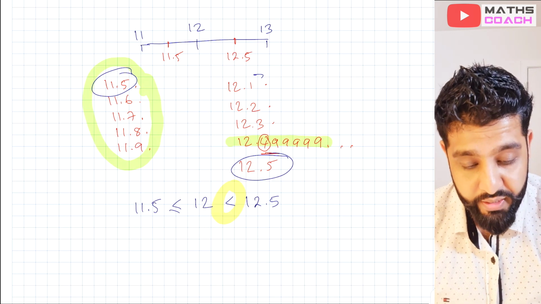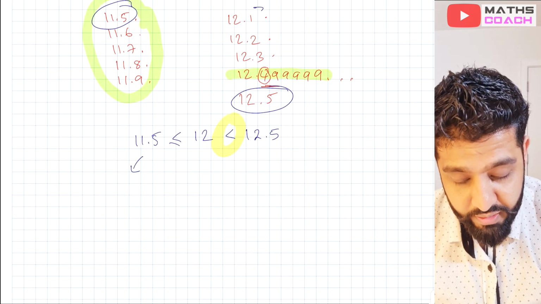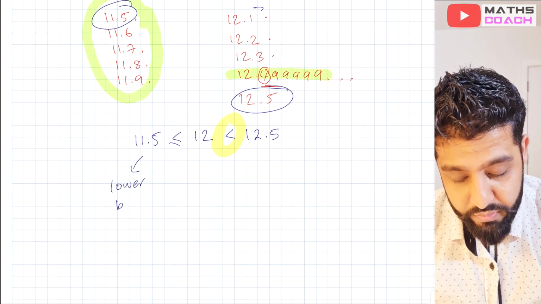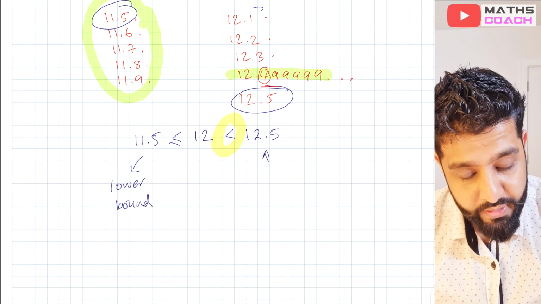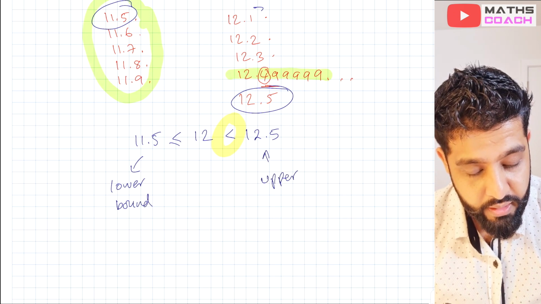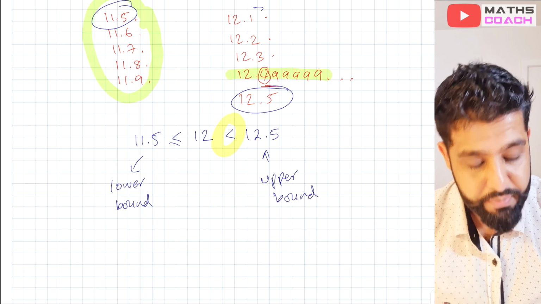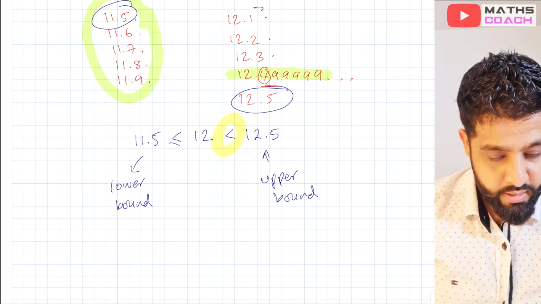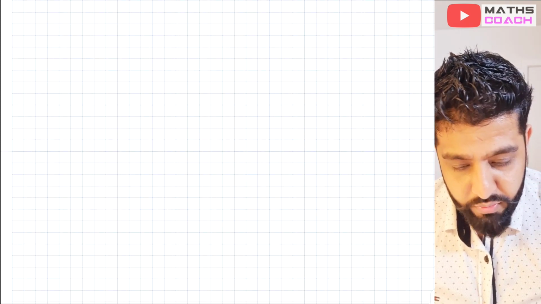This is how you find the upper and lower bound, with this becoming the lower bound and this being our upper bound. Okay, so let's move on to the next example.